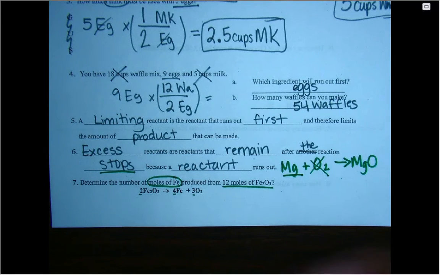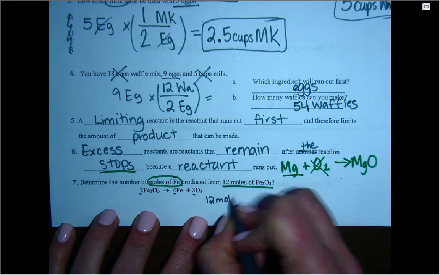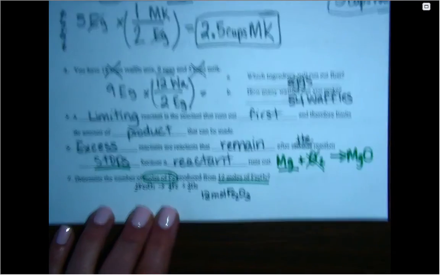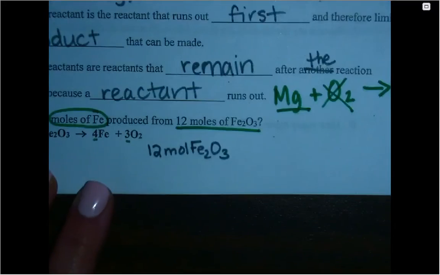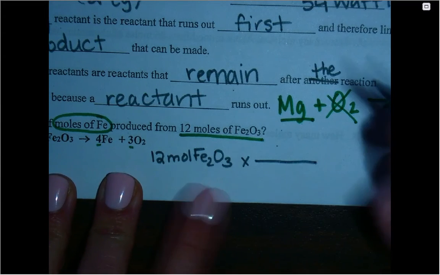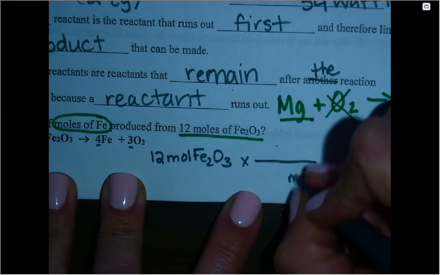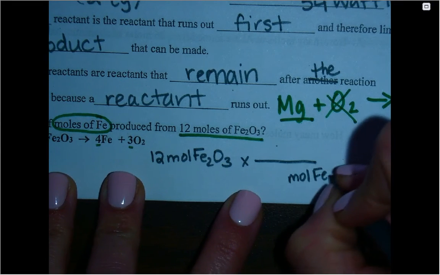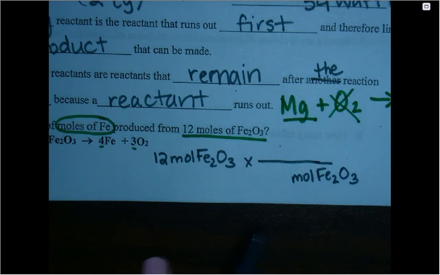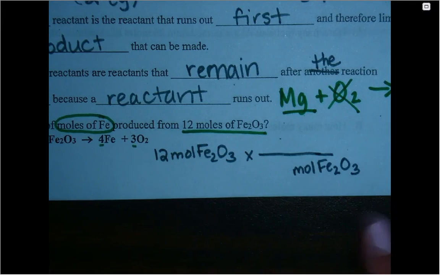All right, so when we go to set this up, we're going to start with 12 moles of this Fe2O3. I'm going to zoom in, that way people in the back can see this. So Fe2O3, I'm going to do times in a line. I'm going to bring my words down to the right. So notice, I'm not just bringing down the units, I'm bringing down the units and a label.